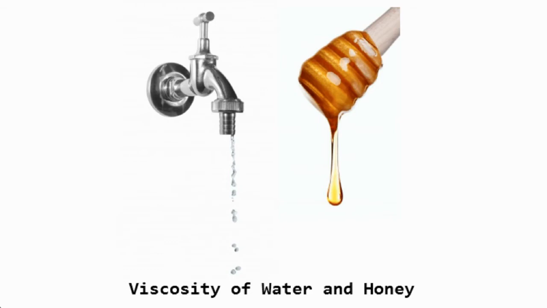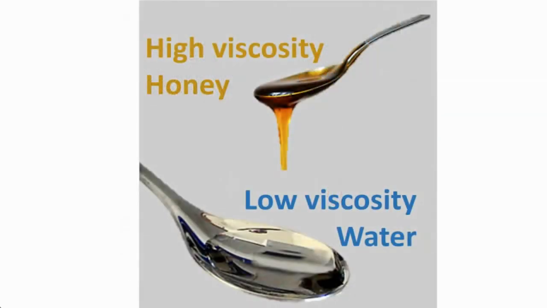The viscosity of water and honey, which one has a high viscosity and which one has a low viscosity? So remember, it's friction. Which one has a lot of friction? Which one has just a little bit? Honey is high viscosity. There's more friction. It's thicker, stickier. Low viscosity, water.